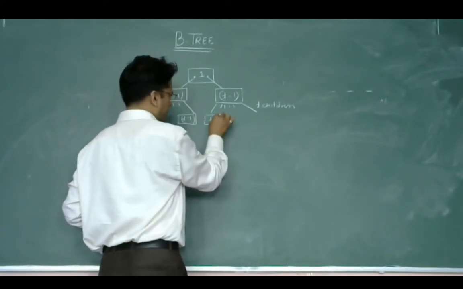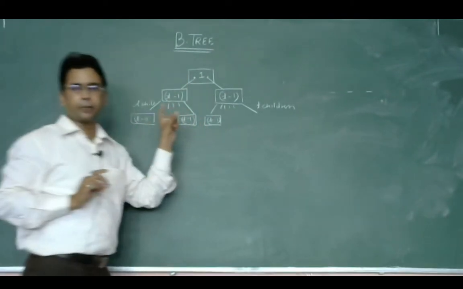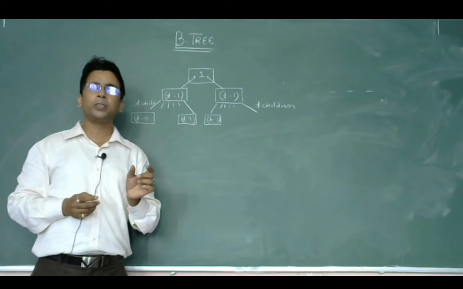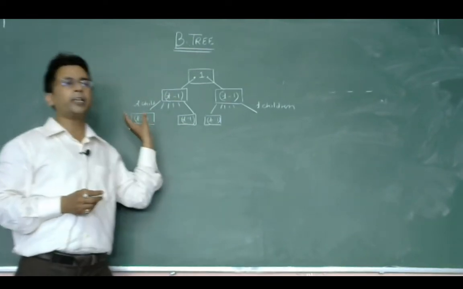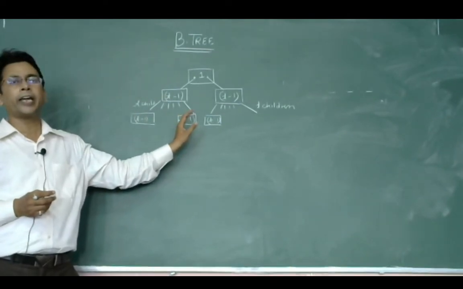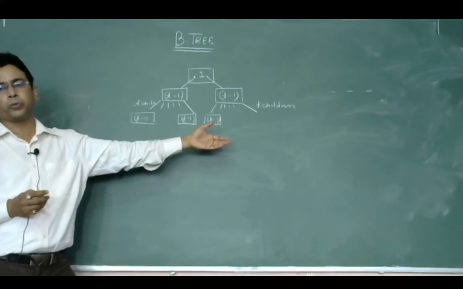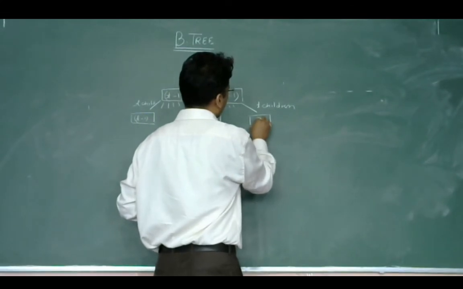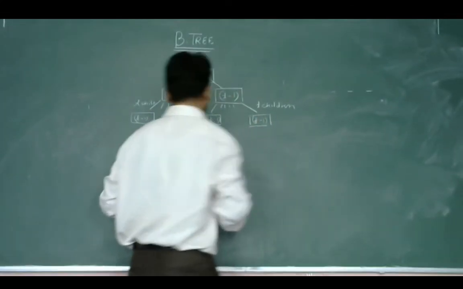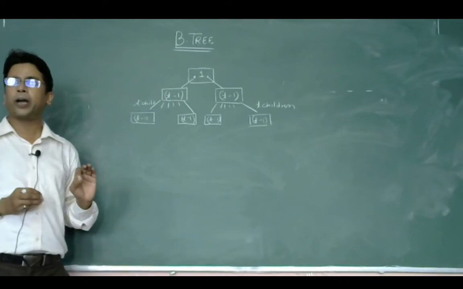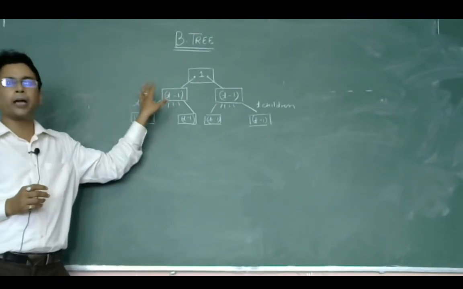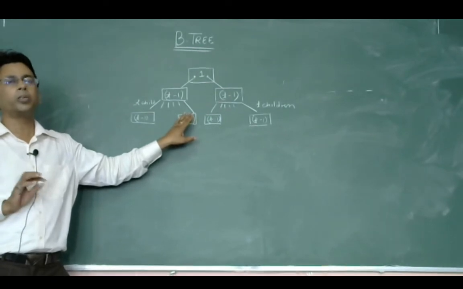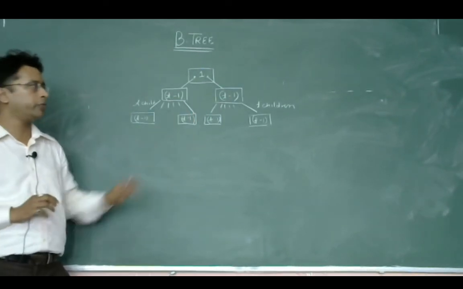It is not compulsory that it is the minimum criteria, because every node has at least t minus 1 keys, and it can have up to 2t minus 1 keys. So I am just taking an example where each node has the minimum number of key elements required for the B tree. There may be more than t minus 1 elements but not greater than 2t minus 1, where t is the degree of the tree.